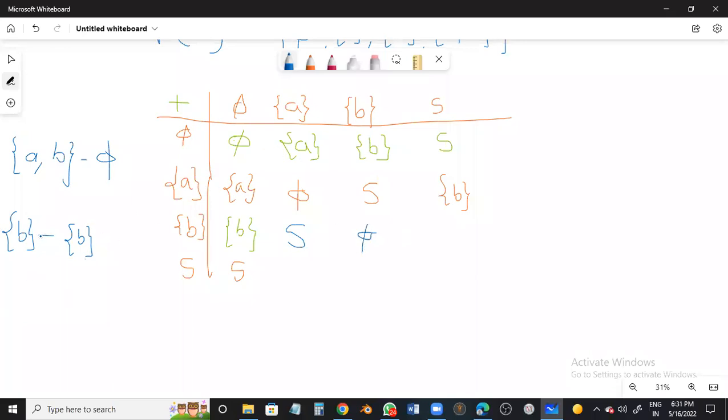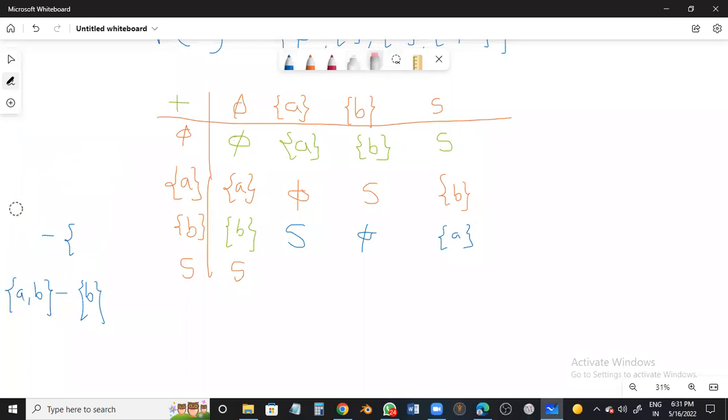And lastly, if I take the union of B with S, I will get whole of S. My S is AB. And from that, I'm subtracting the intersection. Intersection is singleton B. So what I'm left with? Singleton A. Okay.